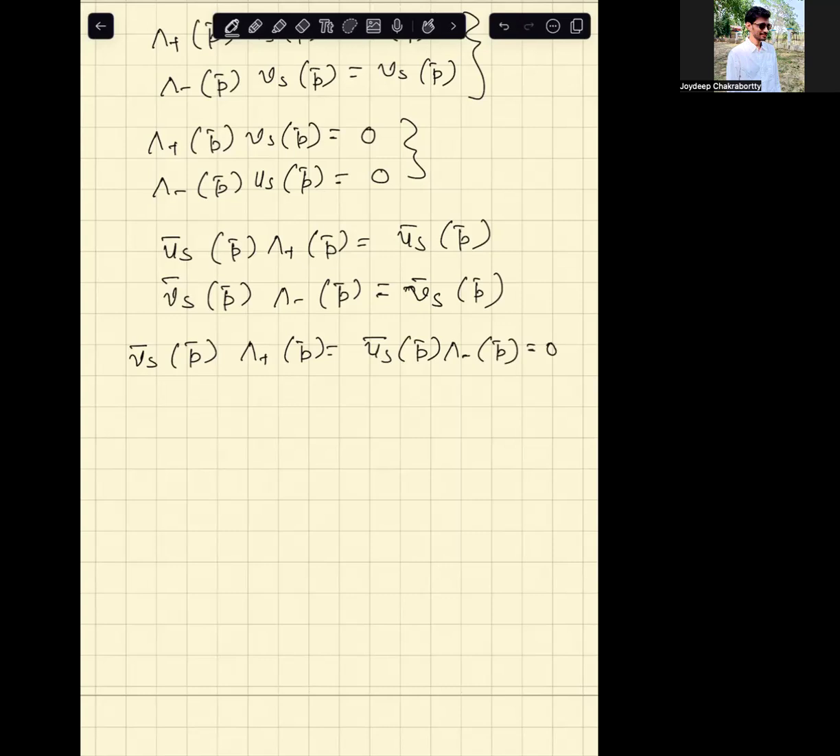Now, as someone asked a few minutes earlier, if the fermions are massless, then what is a good choice of this projection operator?